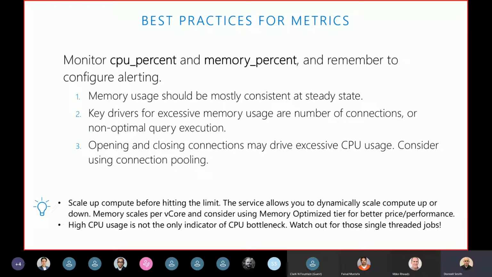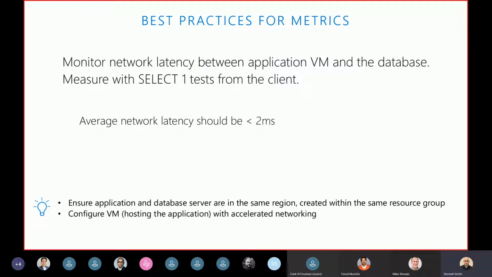Monitor your CPU percent and memory percent. Again, remember to configure alerting. And then another thing to keep in mind is when you're connecting from a VM, let's say you have your application connecting on the VM, use accelerated networking to minimize any latency that you may have from your VM. Accelerated networking is configured on the VM itself, just to make sure that you're taking advantage of the best minimal network latency.